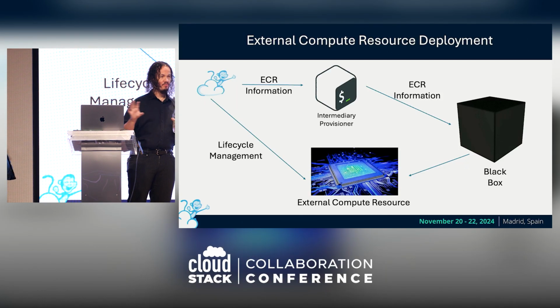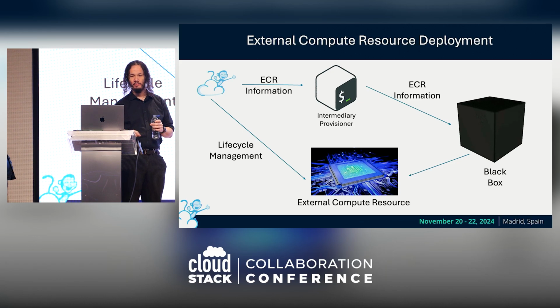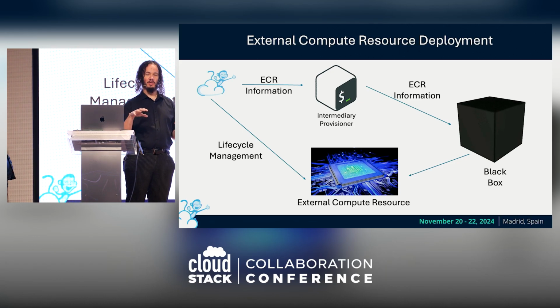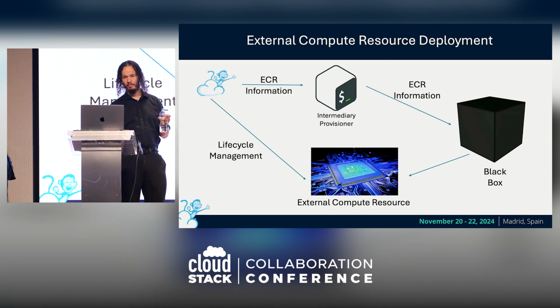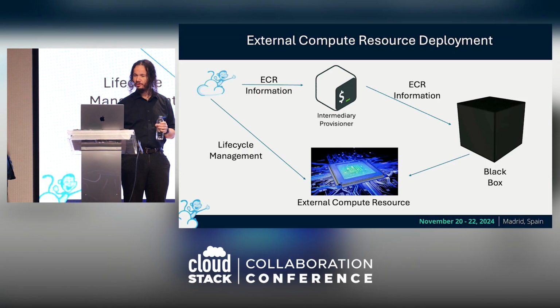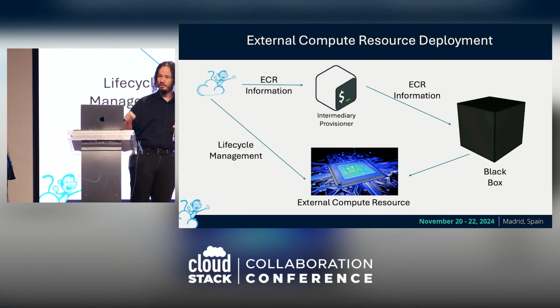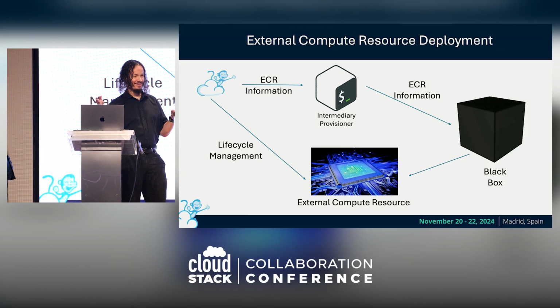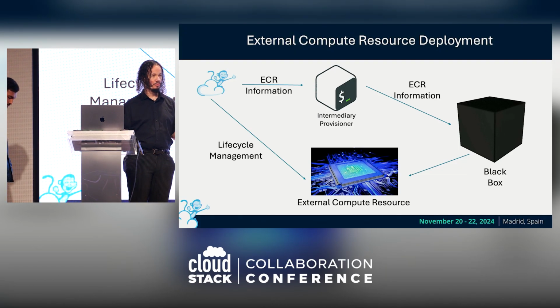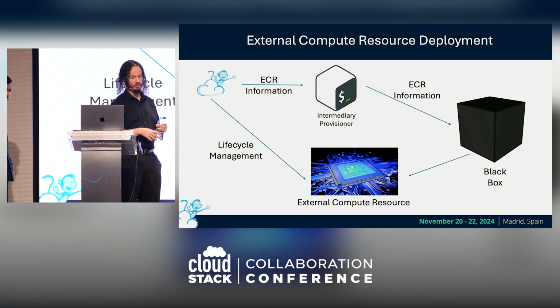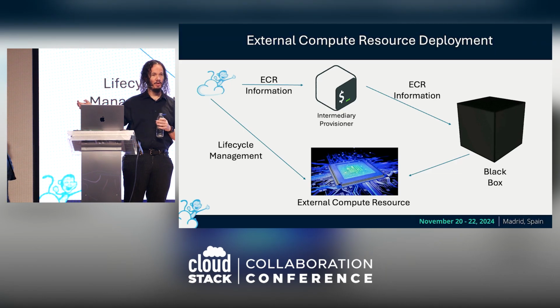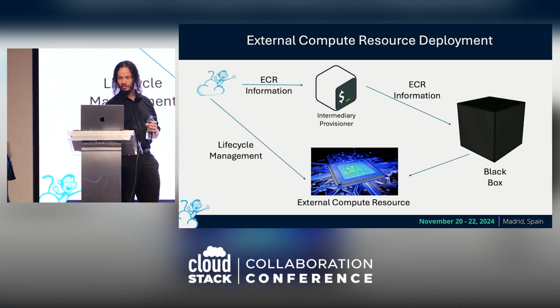That's the very, very simplified workflow. CloudStack sends external compute resource information to this bash script. This bash script talks to this black box. Probably not necessary to write black box, that's quite self-evident. And then this black box deploys the external compute resource. So in the case of this customer, a very smart pipeline that deploys bare metal servers.